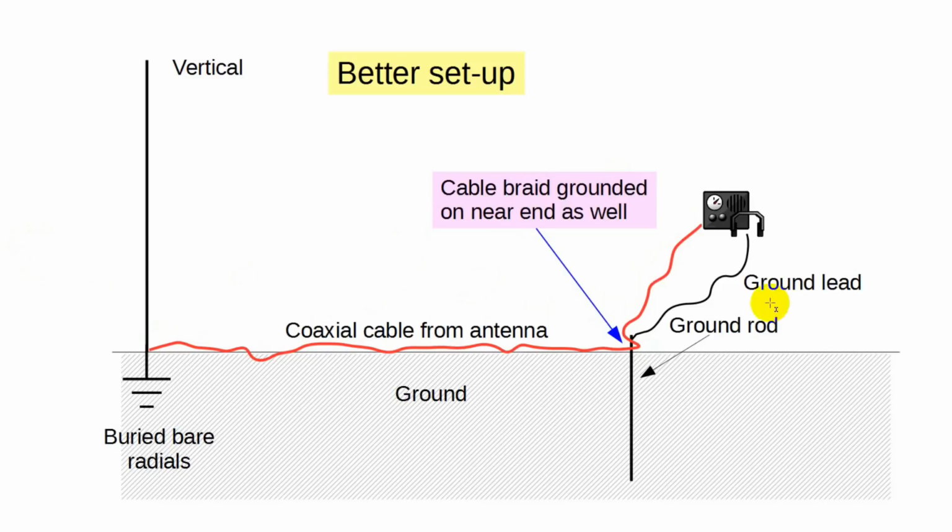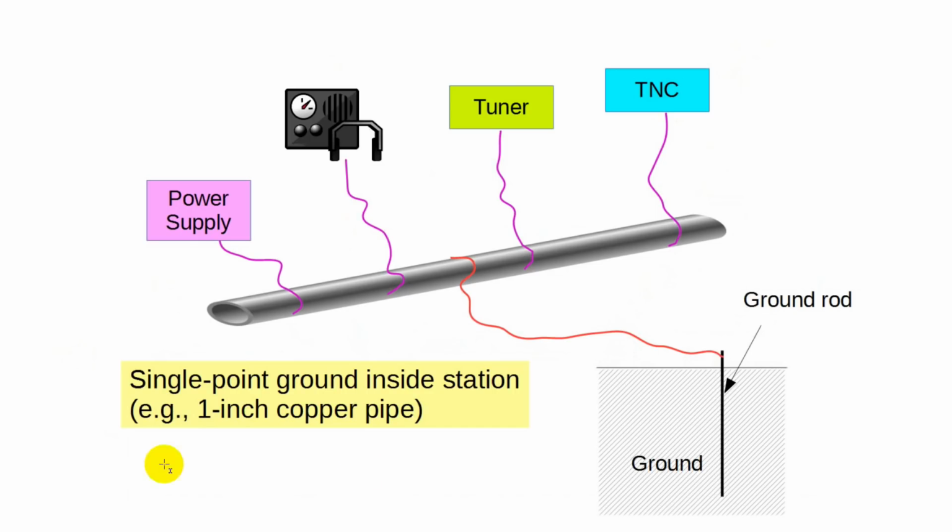So for grounding, you should take all your incoming coaxes, ground them to the ground rod with a lightning arrestor, and then take them inside to wherever you are, even if you're on the second floor. Inside your station, you should have a single point ground. In my case, it's about a 1 foot piece of 3/4 inch copper pipe, and everything in the station is grounded to that, and then that is grounded down to the ground rod outside.